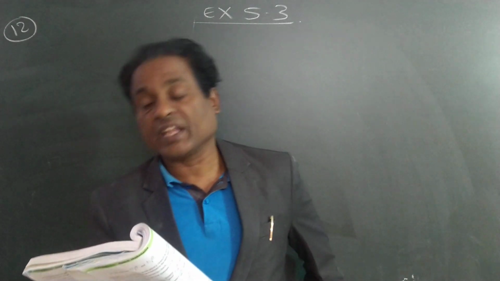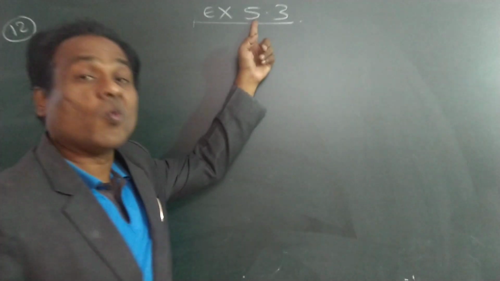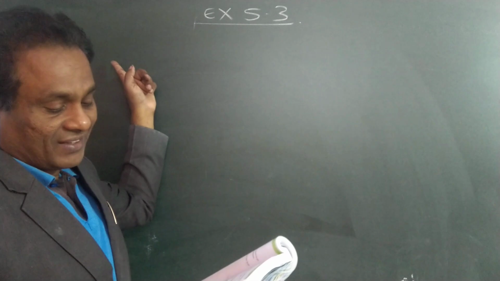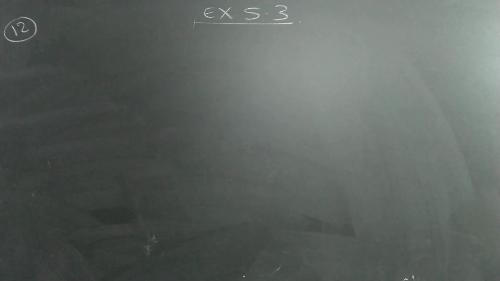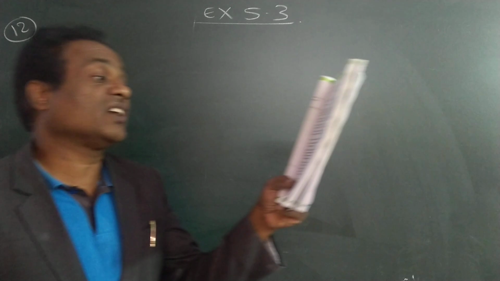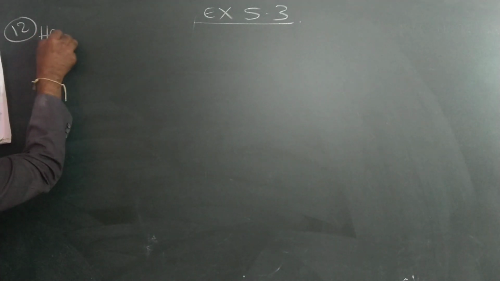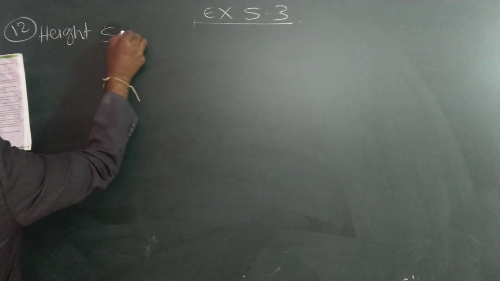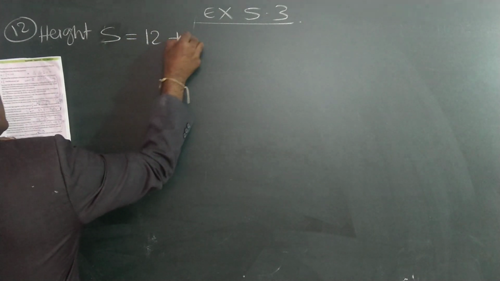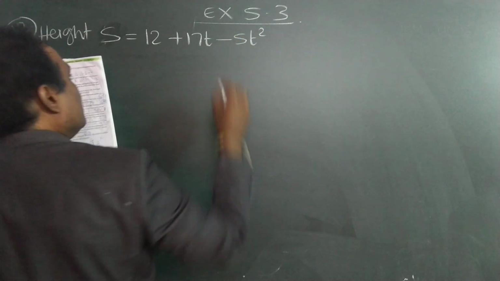So, students, continuation of quadratic equations, exercise 5.3. 12th question. Read the question. An object is thrown upwards with some initial velocity. See here, height S is equal to 12 plus 17t minus 5t square.